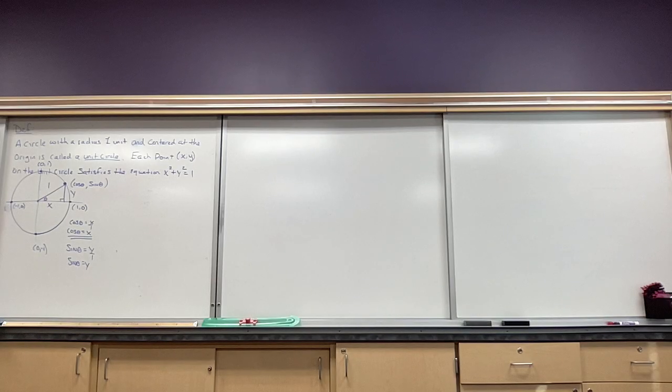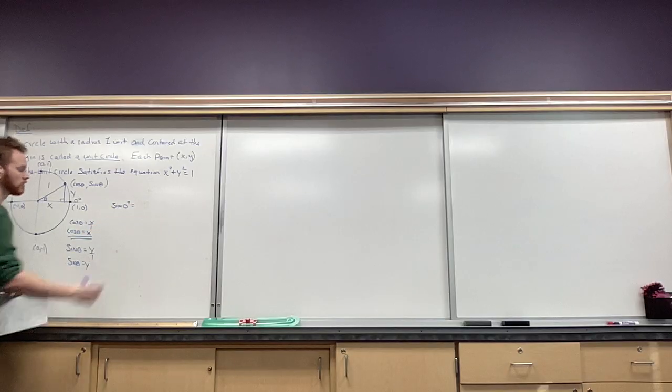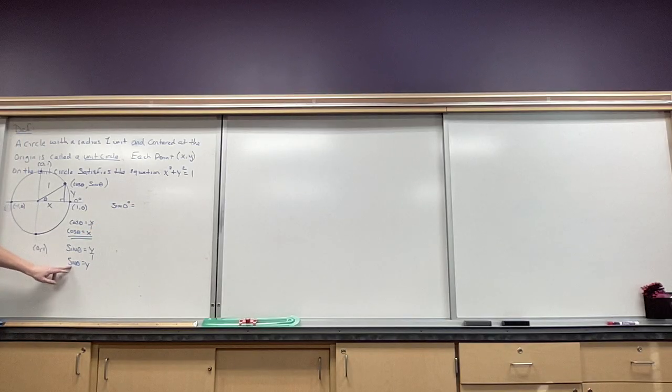Okay? Now, that's a good thing because here's the deal. I can now figure out angles that I couldn't do in a triangle. So for instance, if I want to look at this angle here, that's 0 degrees, right? So if I take sine of 0 degrees, well, we know sine's the y-coordinate, right? What's the y-coordinate? 0.